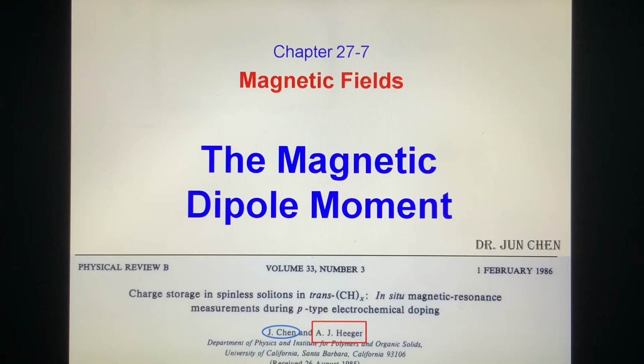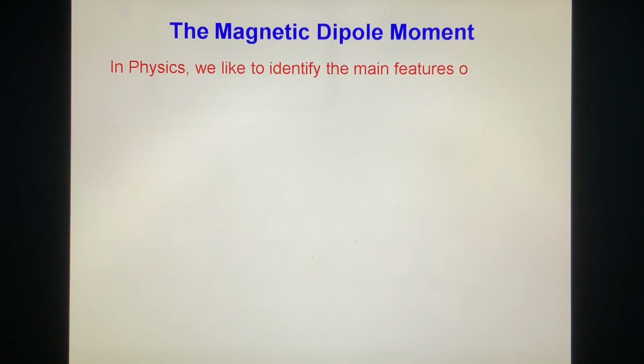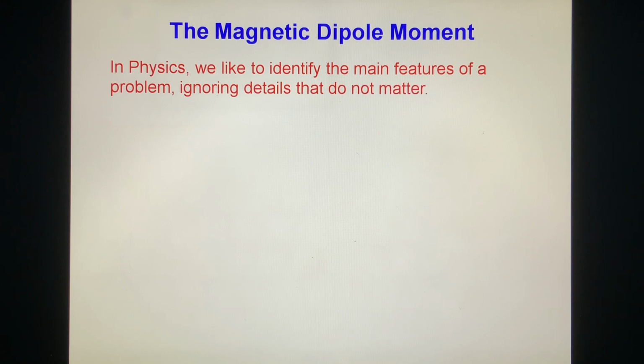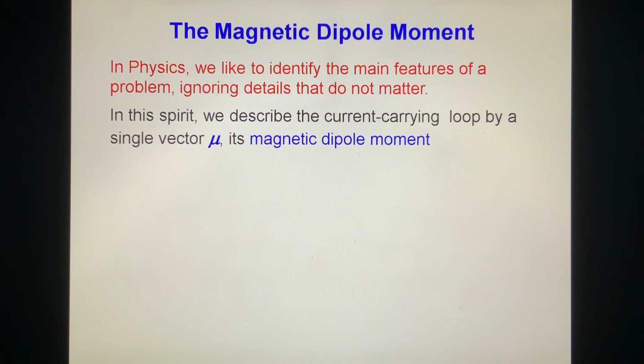The magnetic dipole moment. In physics, we like to identify the main features of a problem, ignoring details that do not matter. In this section, we describe the current carrying loop by a single vector mu, its magnetic dipole moment.